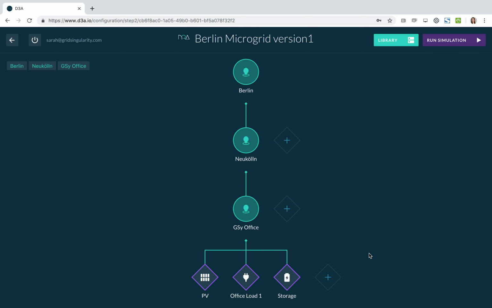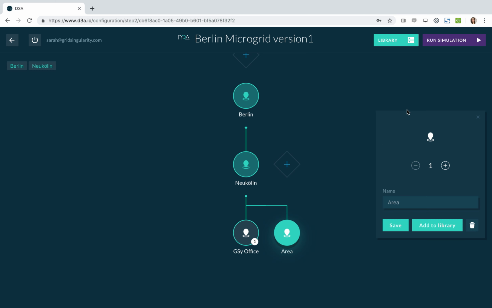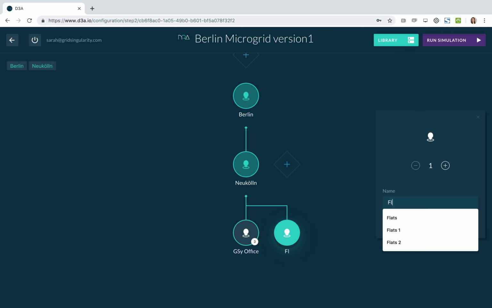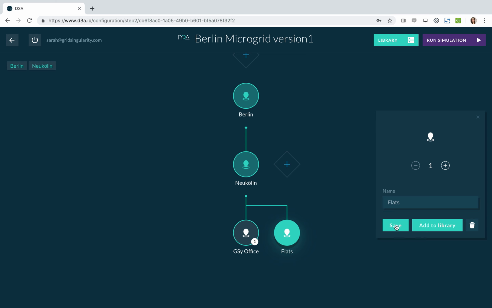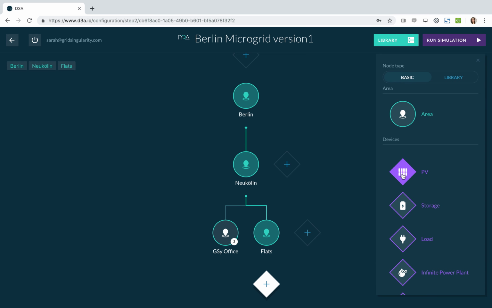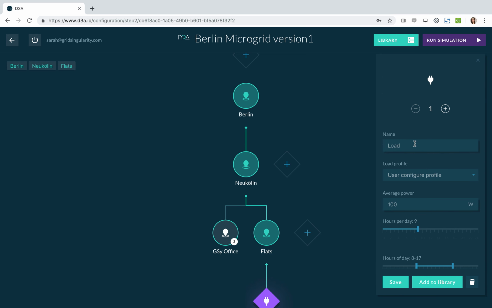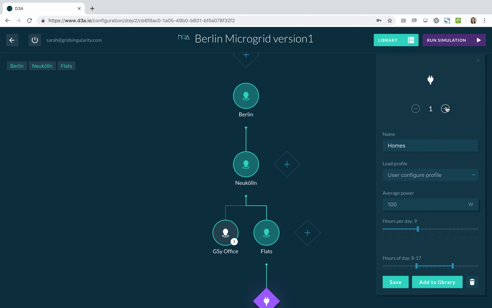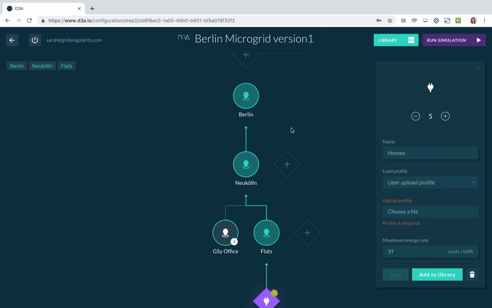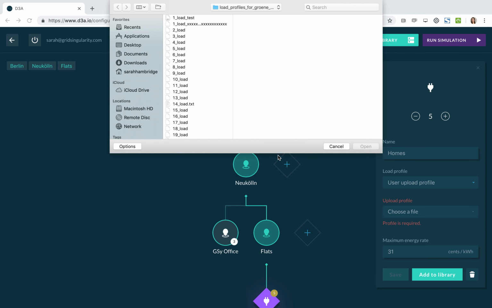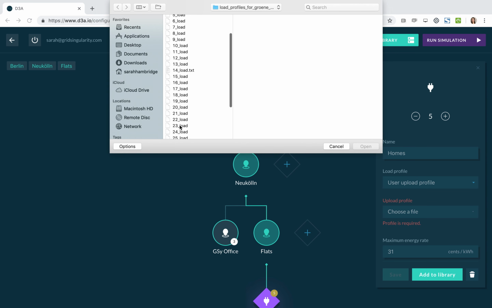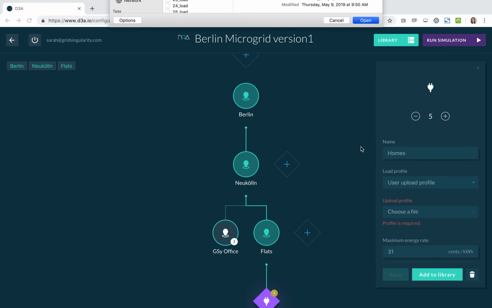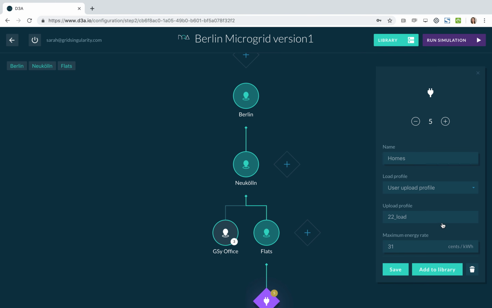Okay, so we'll save this energy storage, and then let's add some flats in the community. So add here, and here we can add homes, for example. I can make this 5 homes, and let's upload a profile. I'll just show you how that works. I have this list of profiles here, so we can just upload profile 22. So these homes all have the same profile.